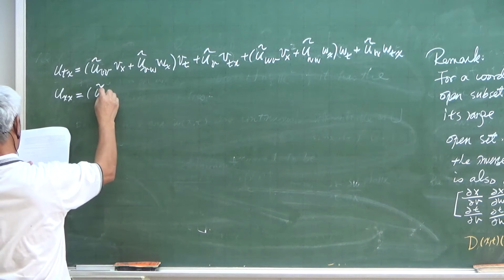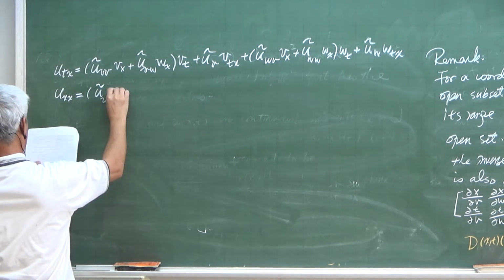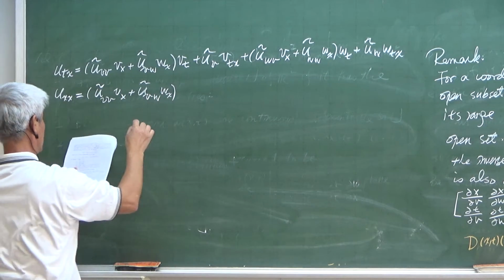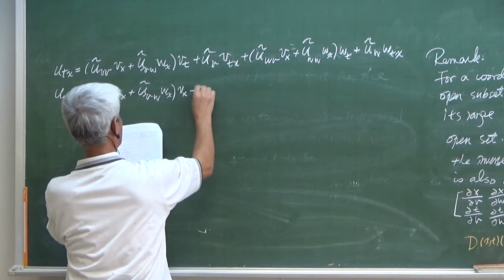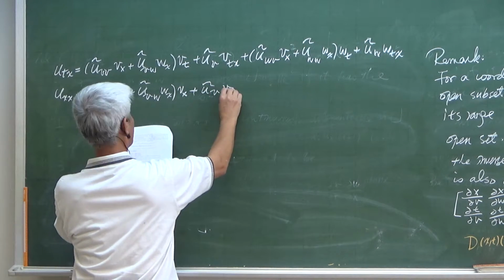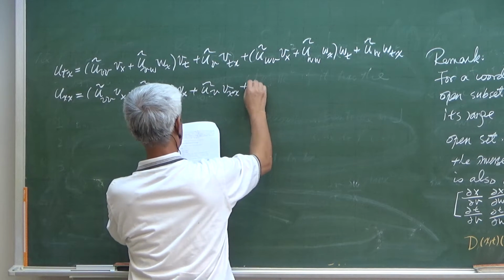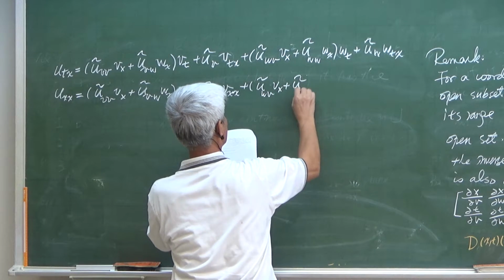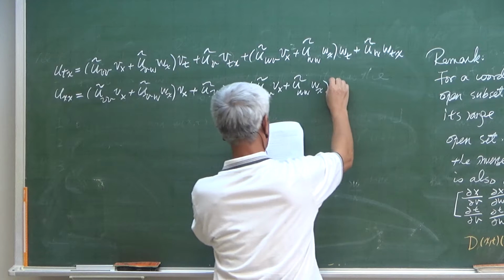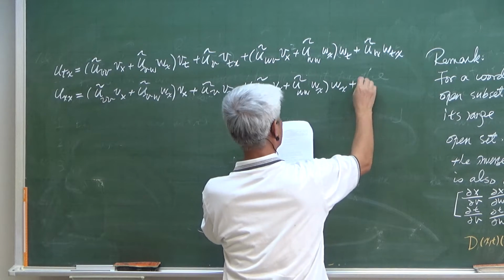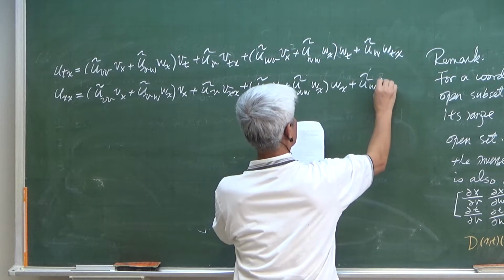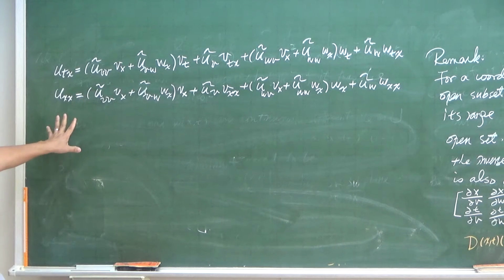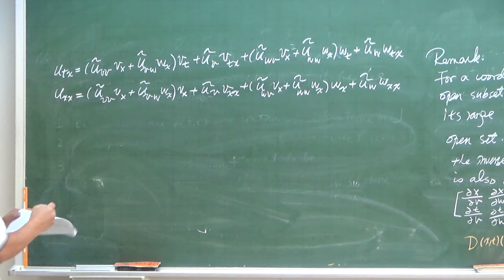And this is u_vv v_x squared plus u_vw v_x w_x, and this is v_x plus v_xx plus u_w v_x plus u_wx and u_ww w_x squared plus u_w w_xx. Okay, so by chain rule it is very long, so you have a lot of things to write down here.